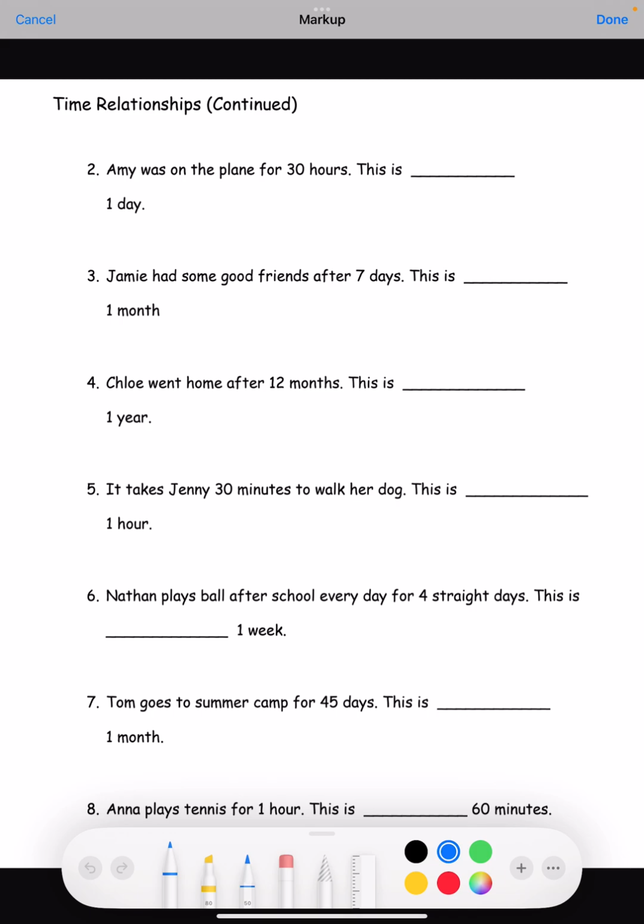Time relationships continued. Let's try number 2. Amy was on the plane for 30 hours. This is blank than 1 day. So remember, if you need help, you can go look back at the chart from the first page. But 1 day, there is 24 hours. And this is 30, so this is more than 1 day.